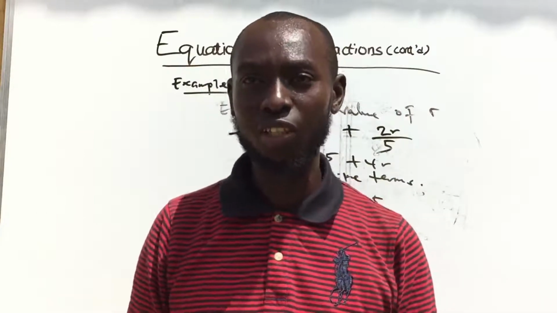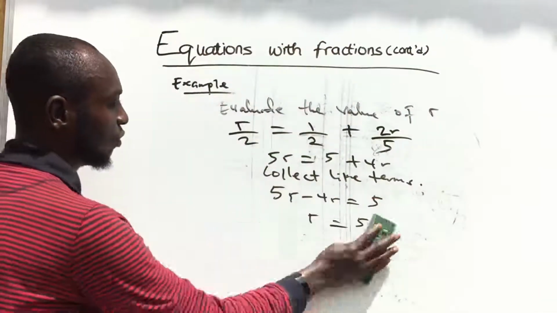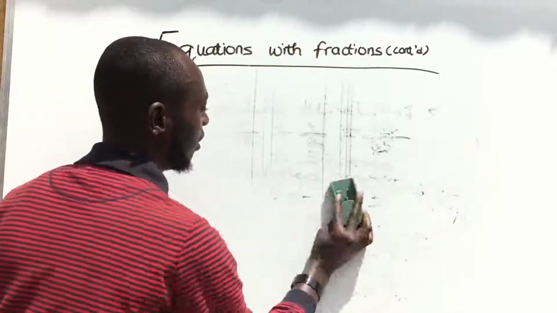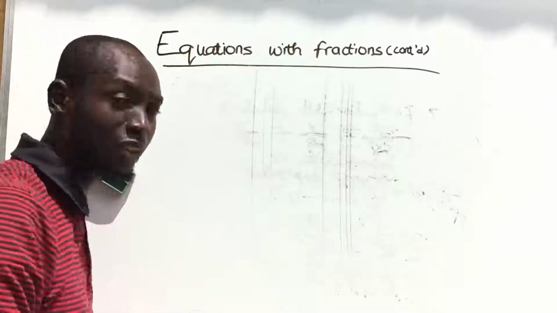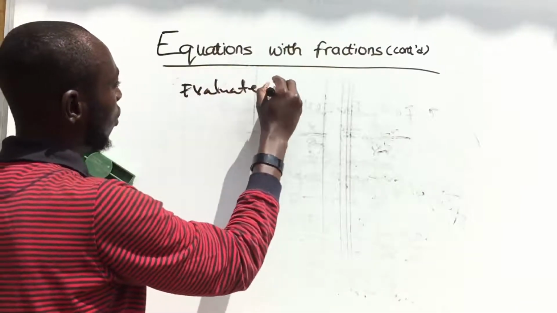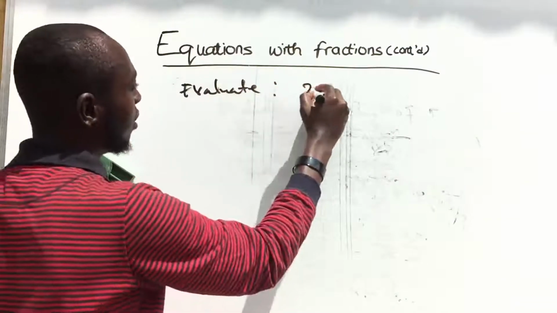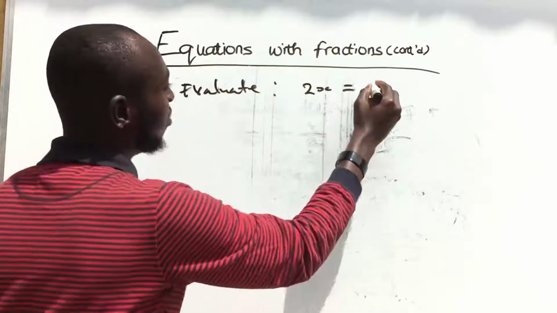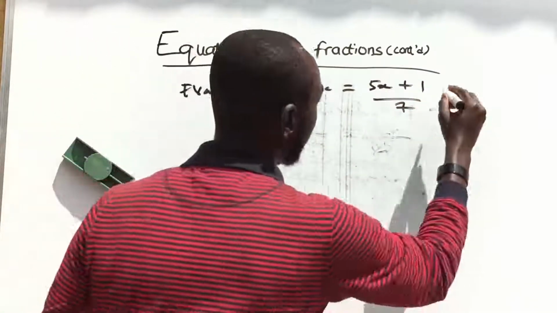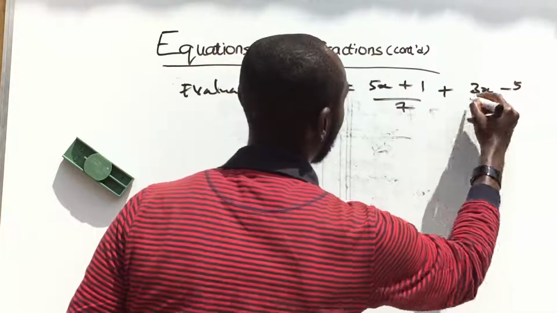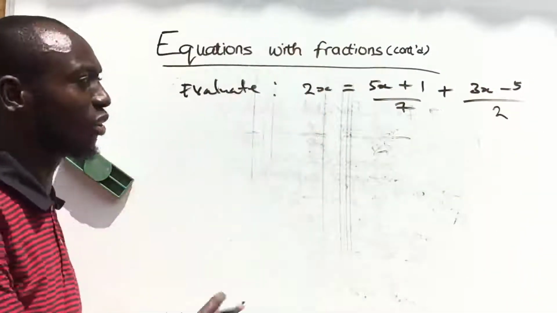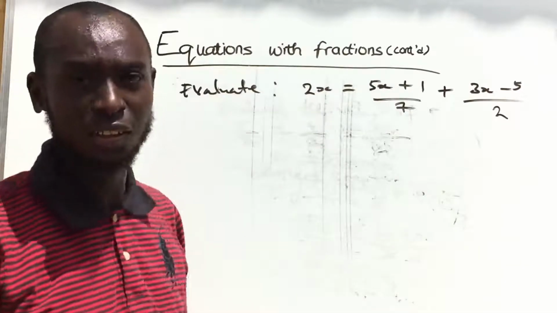Now let's look at the question of the day. So I'm going to wipe this off for the question of the day. Evaluate. We're going to evaluate this question quickly: 2s equals 5s plus 1 over 7 plus 3s minus 5 plus 3s minus 5 over 2. So this is going to be our question of the day.